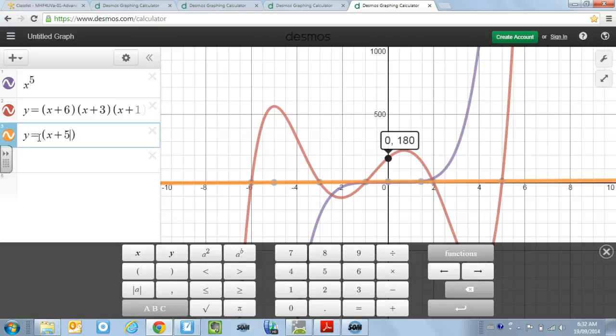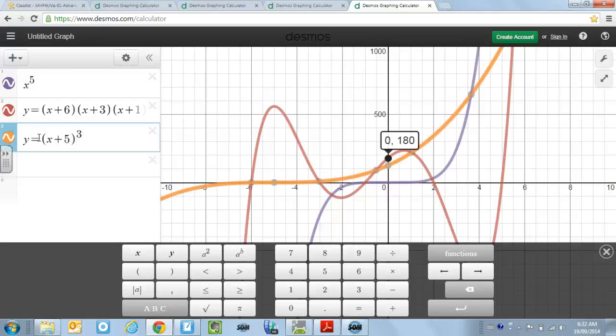And just for reference here, I sometimes punch in the y equals part of these, and sometimes I don't. It doesn't really make a difference whether you do or don't. I don't know why I am in this case, or why I did in this case.